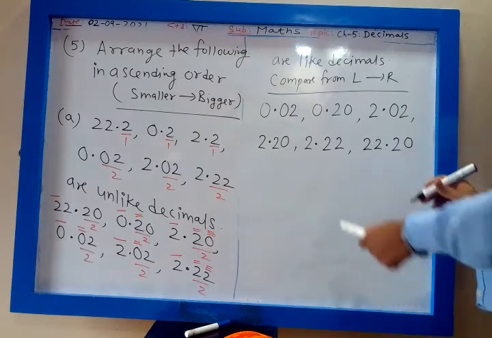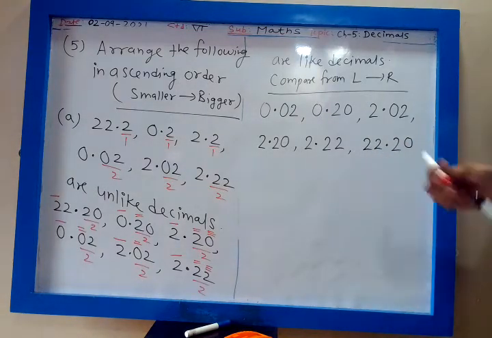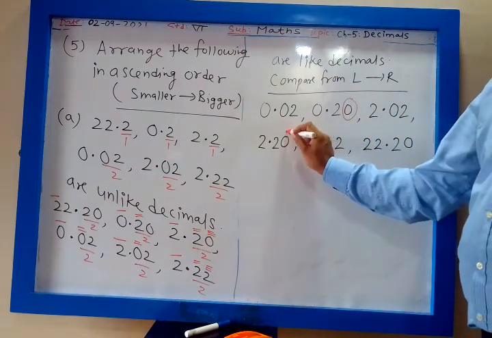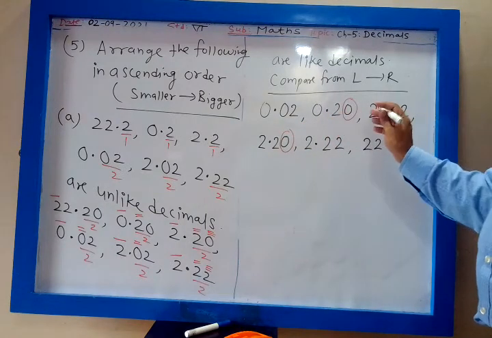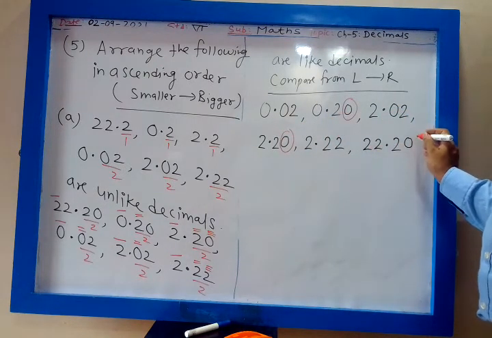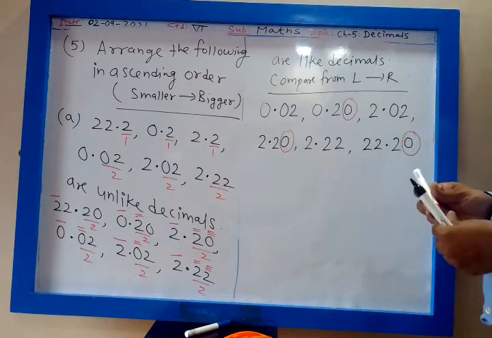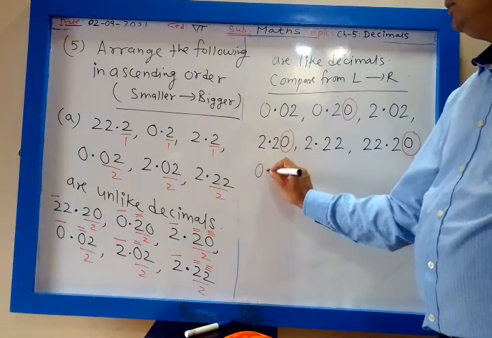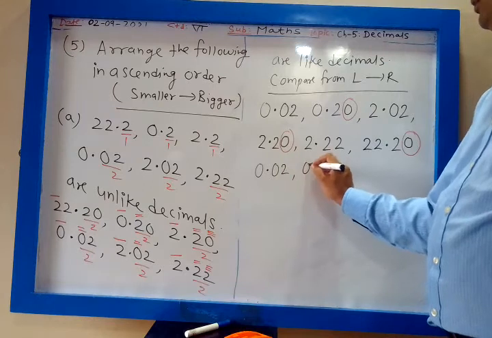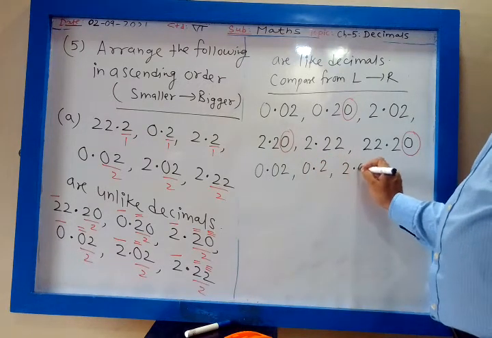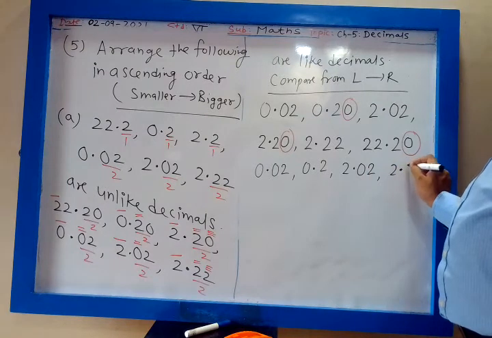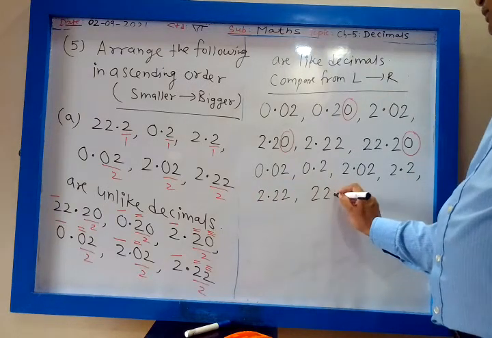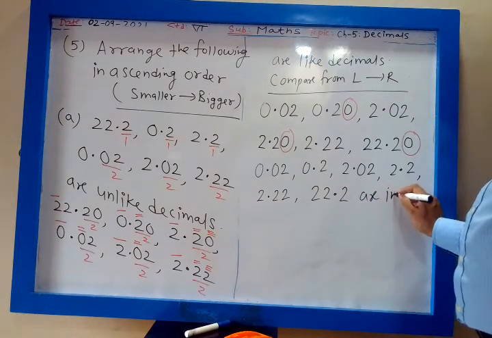But this is not my actual number. So what will I do? Remove the 0 at the end after the decimal. Don't remove the 0 in between, my dear. You cannot remove this 0 because this is in between. So that will be 0.02, 0.2, 2.02, then 2.2, then 2.22 and 22.2.